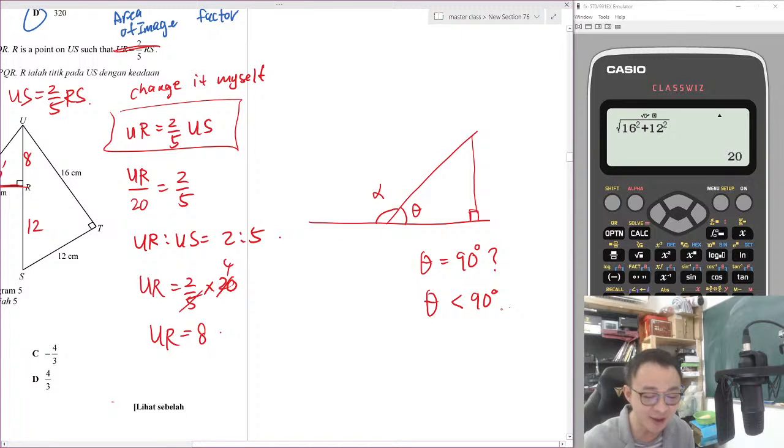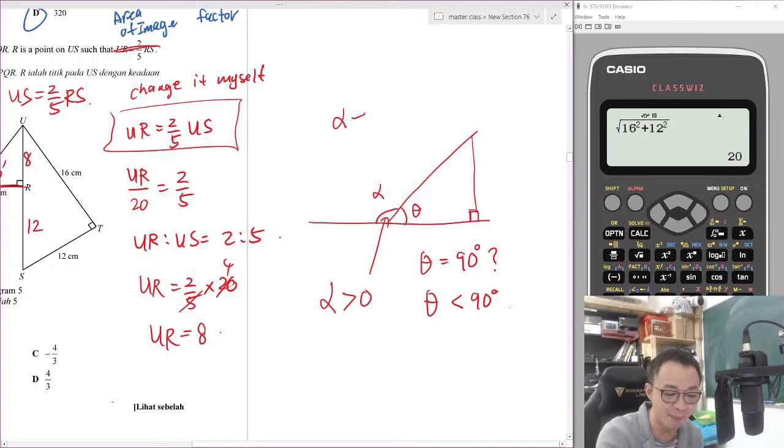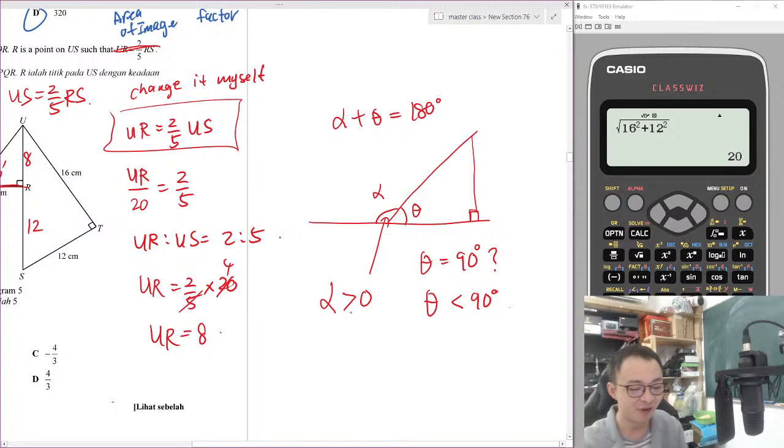Okay, if you agree with this already, since theta is less than 90 degree, then I know my alpha must be more than 90 degree, right? Because theta plus alpha will equal 180, isn't it? So therefore, my alpha is more than 90 degree.